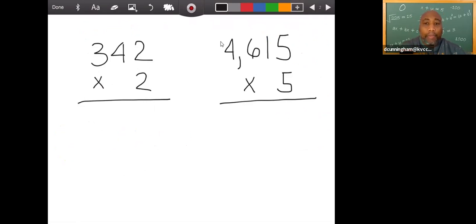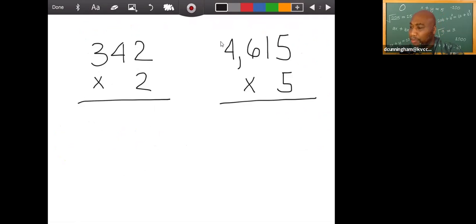So the next problems we're going to do, if you notice I put down 2 problems, we're going to start with the first one, 342 times 2. We're going to multiply that using the same rule that we did before. Start with the ones, move to the tens and the hundreds with that number 2, and then we'll do the second one a little later.